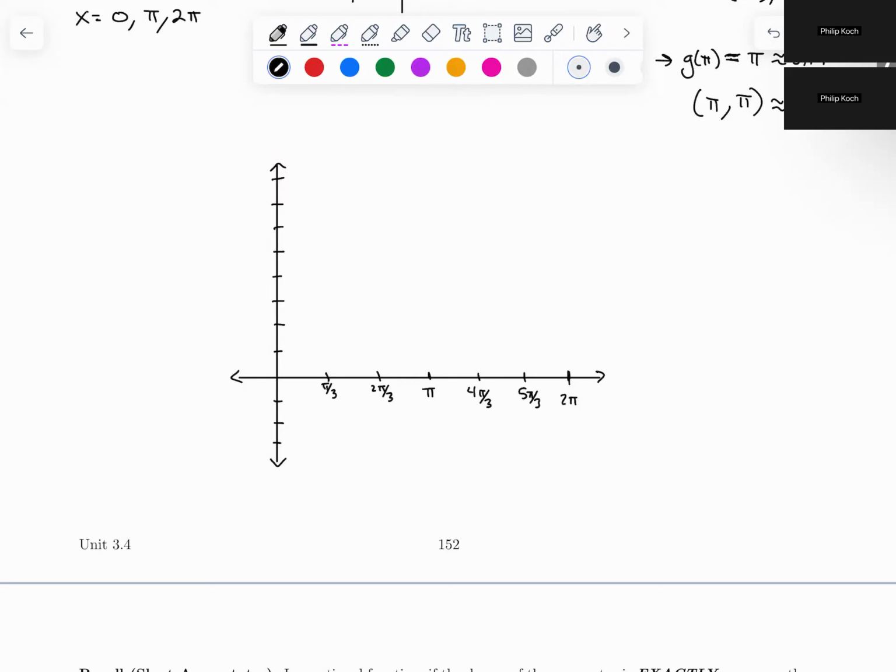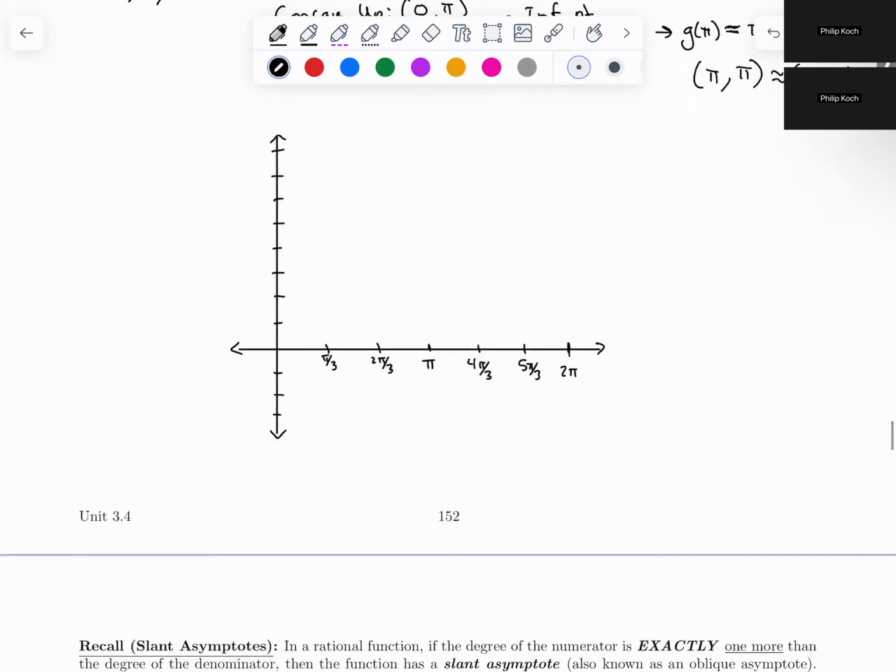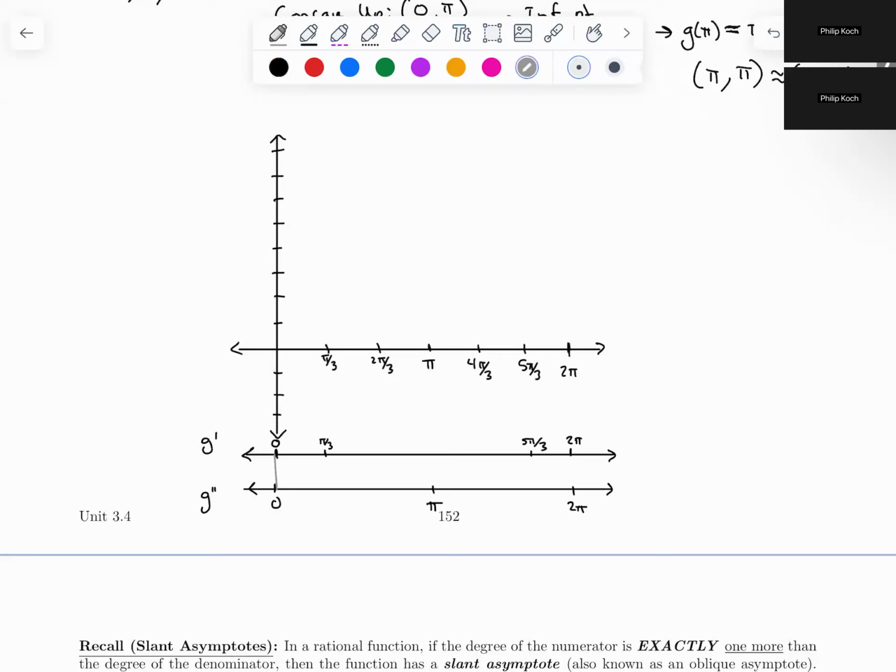Underneath it, we're going to do our little cheat sheet by doing the sign charts for g double prime and g prime. I don't really need to draw arrows, but g prime and g double prime. g prime had 0, pi over 3, and 5 pi over 3. And then here's 2 pi. And then g double prime had just 0, pi, and 2 pi. We'll draw vertical lines wherever we see a tick mark that we made.